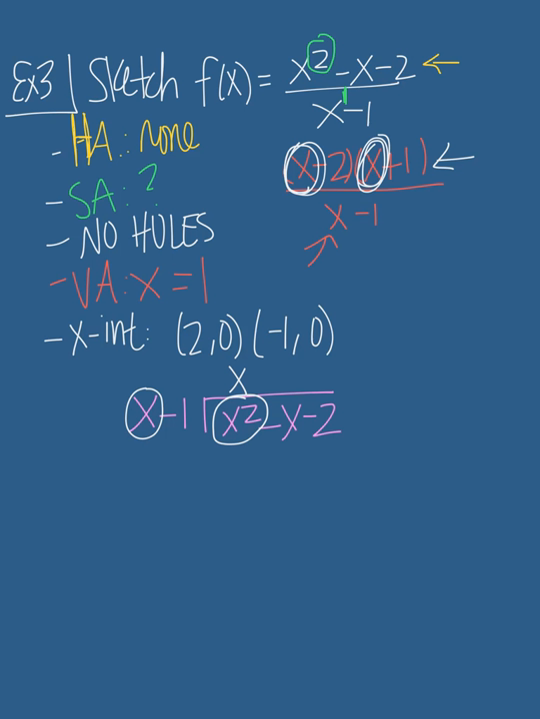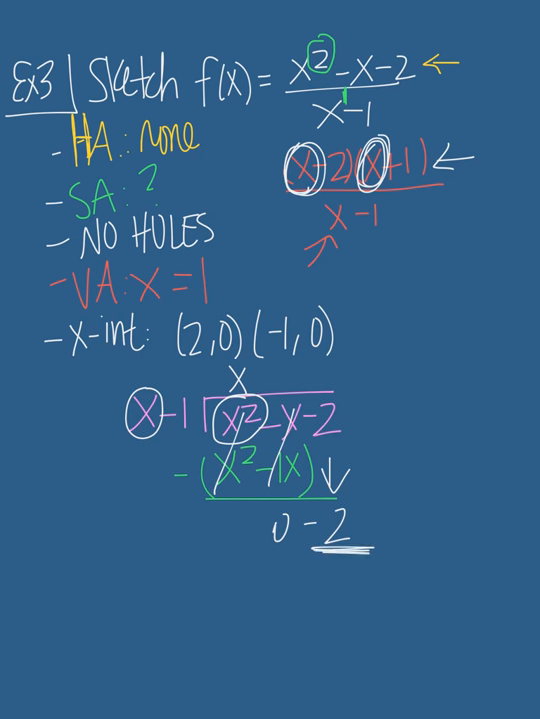X times x is x squared. X times minus 1 is negative 1x. Please be careful with subtraction. When I do that, these two cancel. That actually cancels as well because it's going to be a negative x plus an x, so it's 0. I'm going to bring down that minus 2. So I get negative 2, and negative 2 cannot be divided by x, so that's actually my remainder.